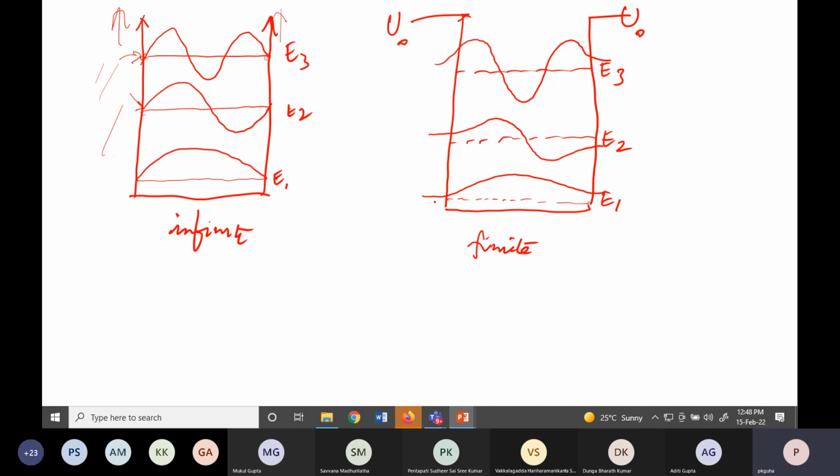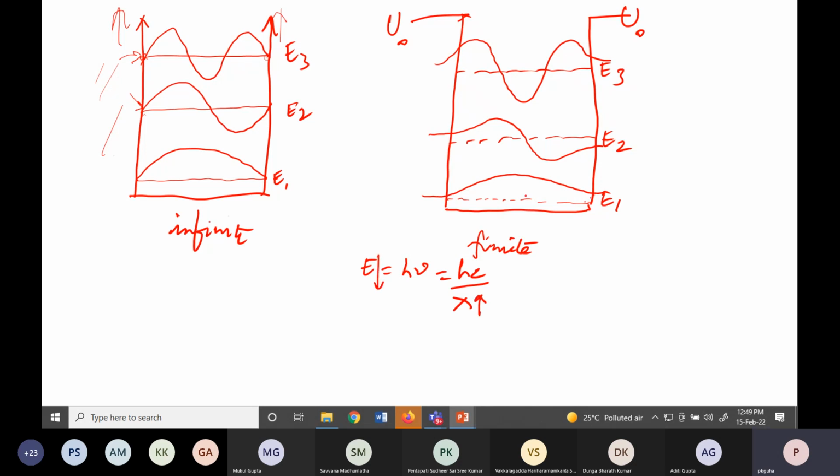But in this case the wave function will not be 0 because there is a possibility that particle might be outside the well as well, even if the energy is lower than that of U naught. So that is why in case of finite well, the wave functions at the walls do not go to 0. And E1 is less than E1 here, E2 is less than E2 here, because you see E is equal to h nu or hc by lambda, right? So as lambda increases, E decreases.